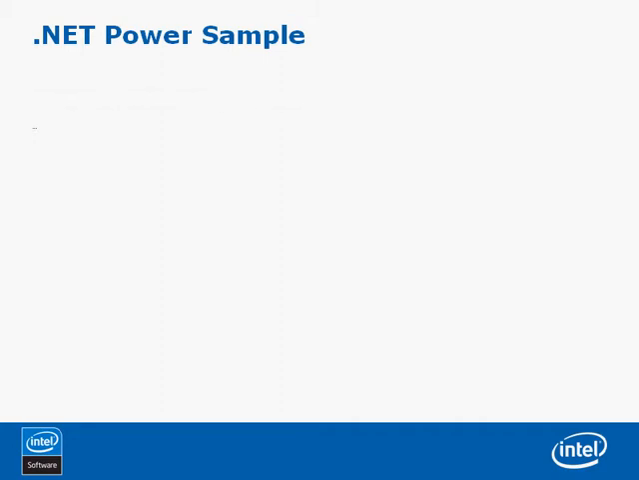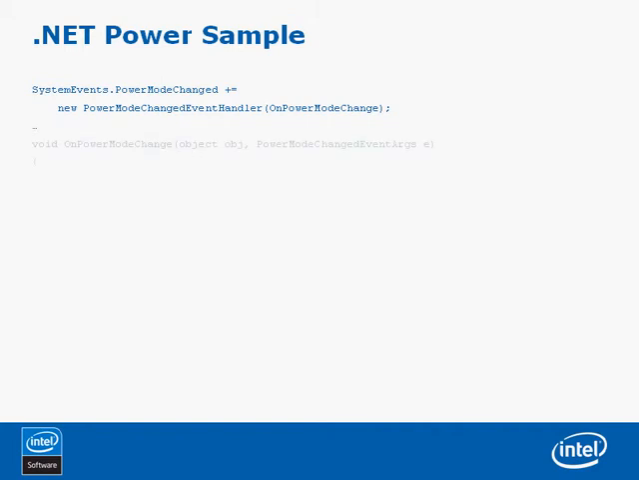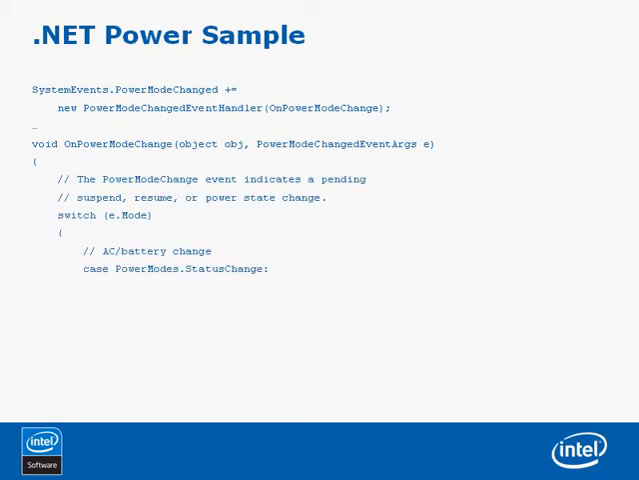This sample demonstrates an event handler being added to detect power mode changes. The first step is to add an event handler to the static PowerModeChanged event. The method declaration for the event handler includes the PowerModeChangedEventArgs object. This contains the Mode property used to determine what action has taken place. The next step is to branch based on the Mode property. This example responds to the StatusChange event. Recall that this indicates that the system has switched between AC and battery.